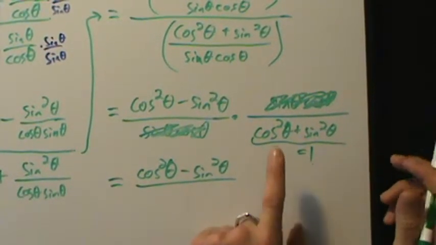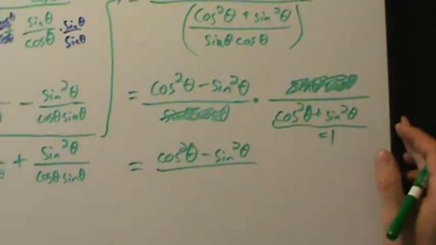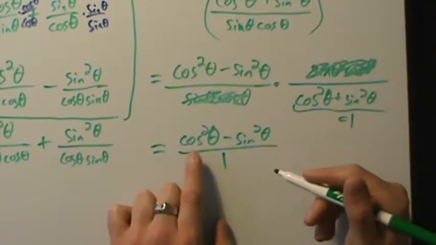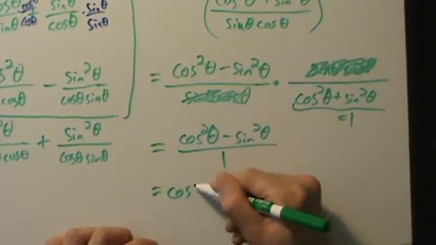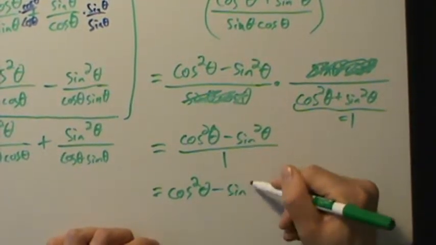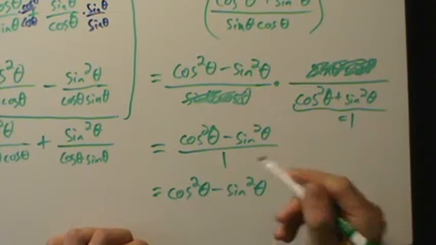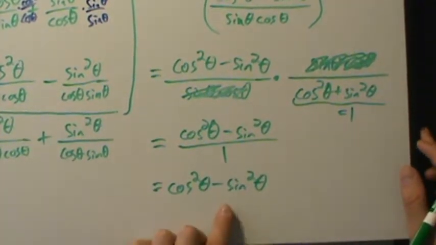Remember, that's the Pythagorean identity, one of the most important identities in all of math. So we really just have cosine squared of theta minus sine squared of theta divided by 1, which is the same thing as saying cosine squared of theta minus sine squared of theta. Okay. But what is that?